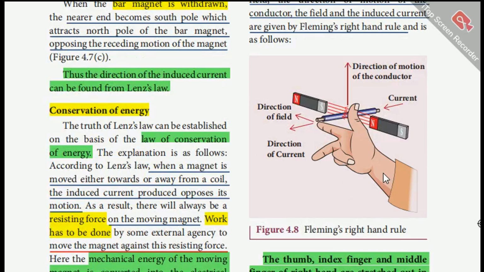So here the direction of the field is shown. The direction of current is also shown in this direction. Therefore, this conductor will move in the direction given by this right hand thumb rule.